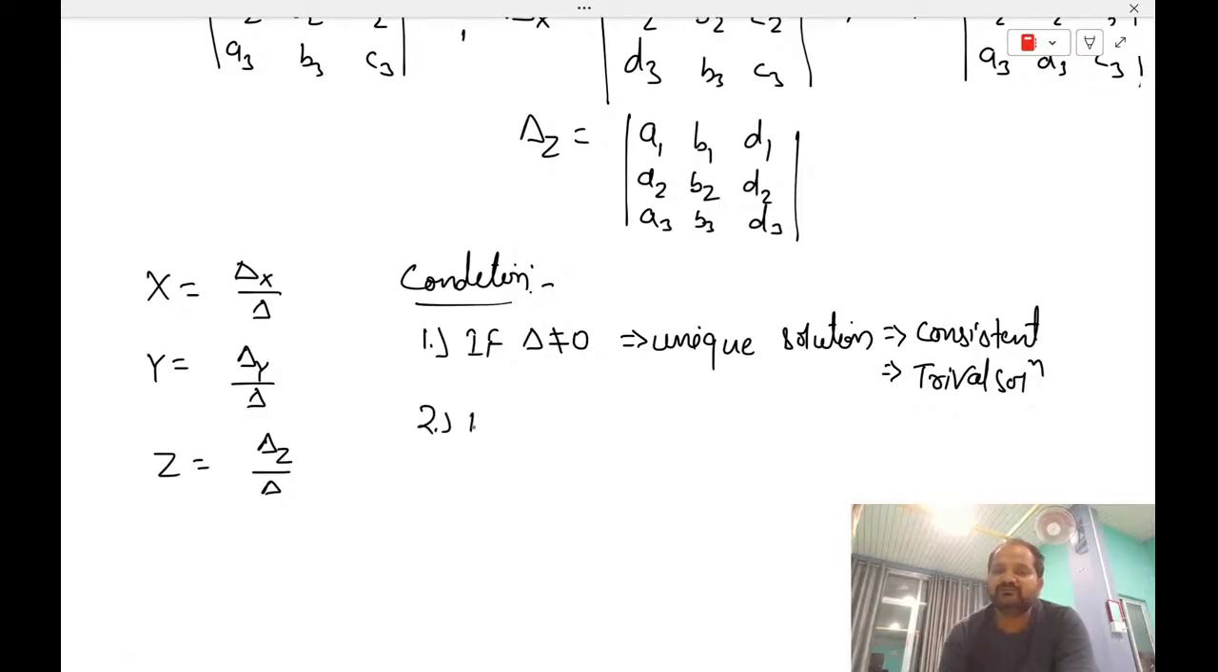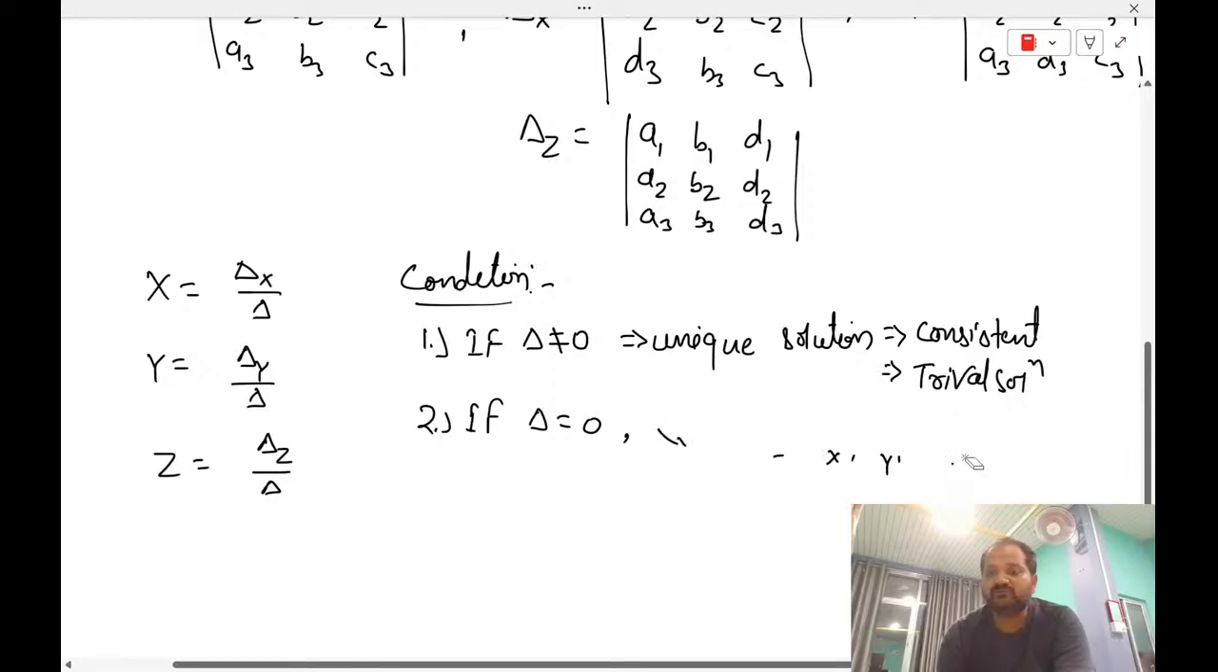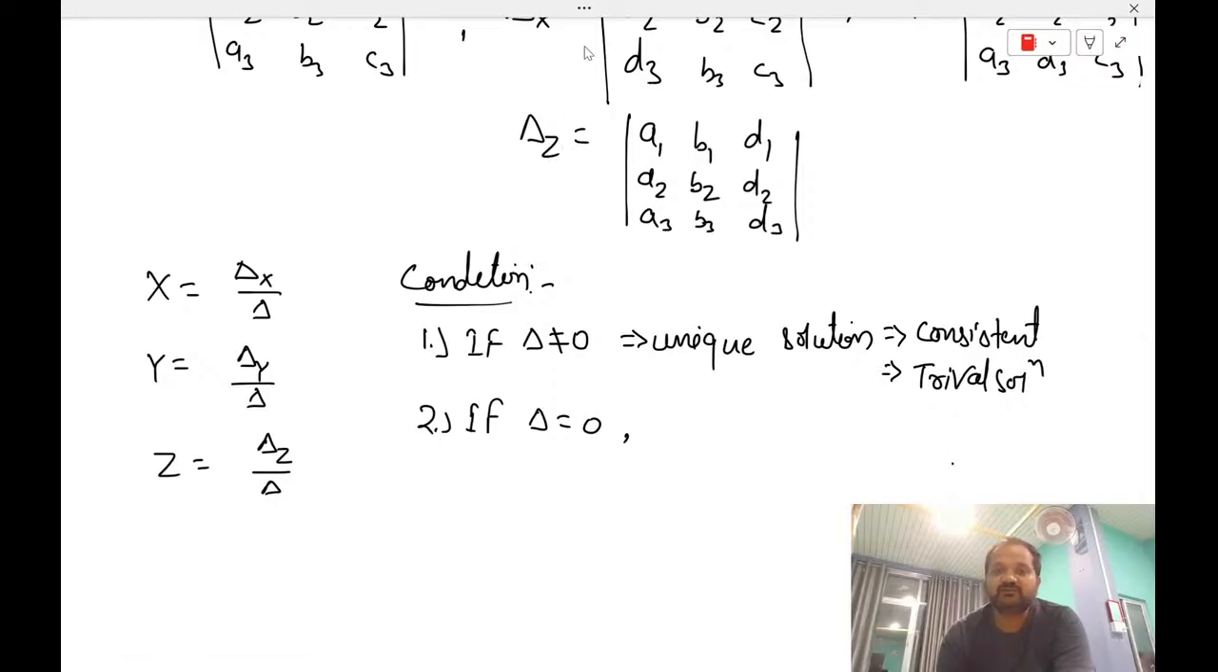In the second case, if delta is equal to 0, there will be two cases. When delta is equal to 0 and any of delta x, delta y, and delta z is non-zero, there are no solutions. For now, we are writing for an infinite number of solutions. For an infinite number of solutions, delta x is equal to delta y is equal to delta z is equal to 0. So in that case, it has an infinite number of solutions.